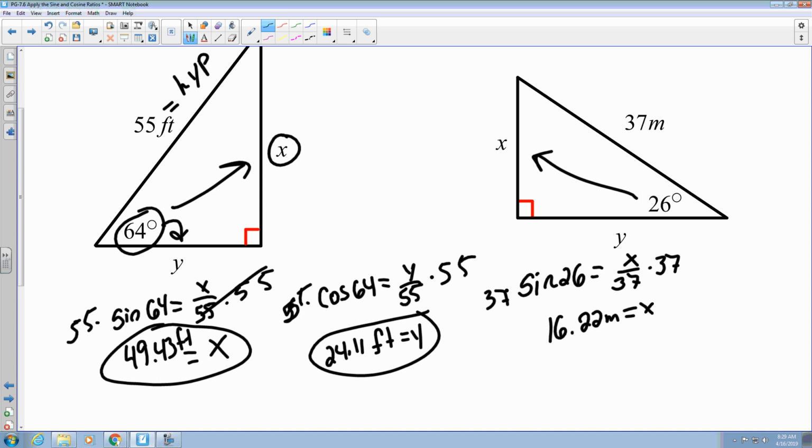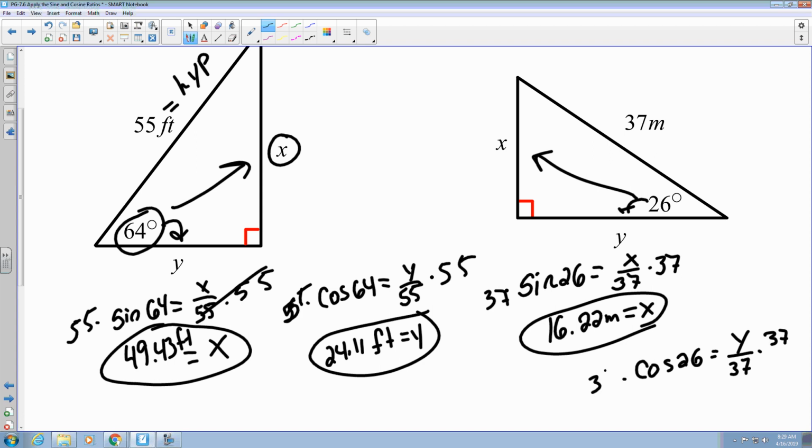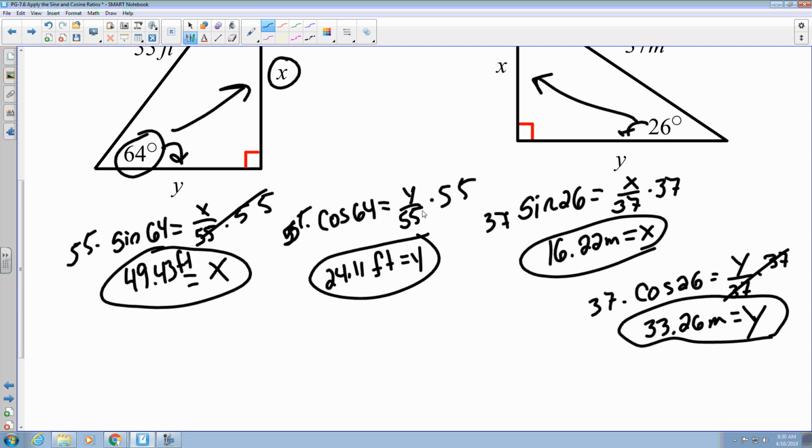I get 16.22 meters for x. To find y, I have the adjacent, so it's going to be cosine of 26 equals y over 37. Multiply 37 to both sides. Again, cosine of 26, multiply that by 37. I get 33.26 meters for y. And again, you can do the same thing with the Pythagorean theorem to check and see if it's close to 37 as your hypotenuse.